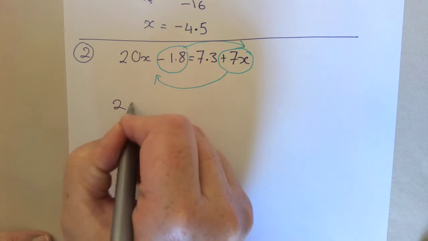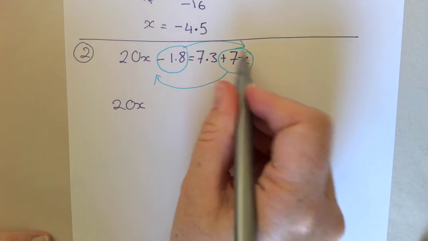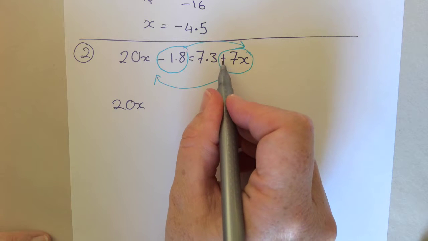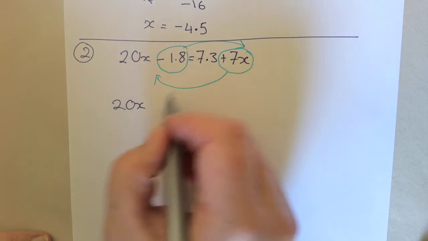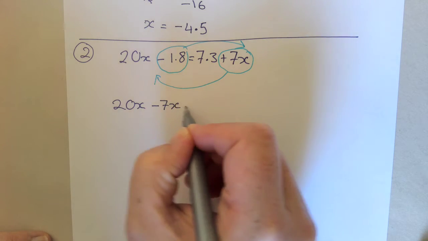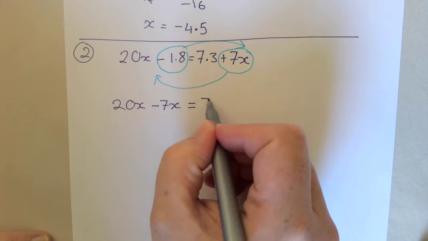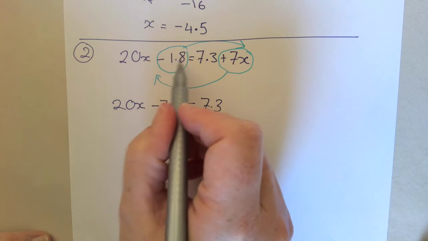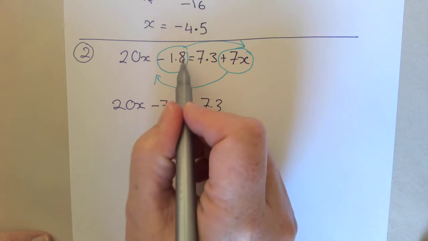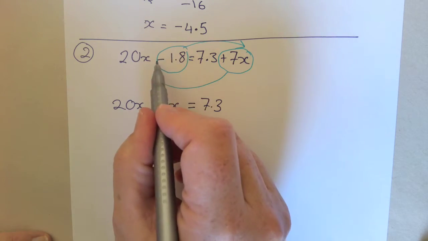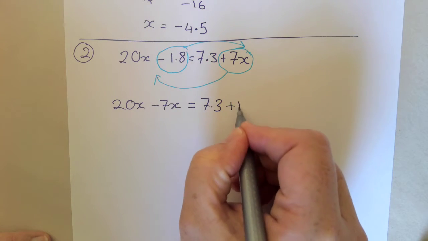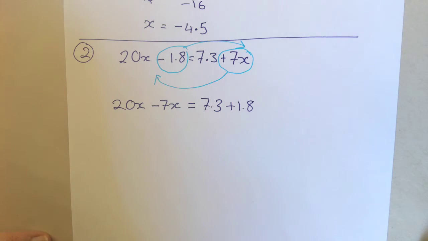So the 20x stays where it is. This positive 7x is going to move, and the opposite of adding 7x is subtracting 7x. The 7.3, remember, is staying on the right hand side, and this negative 1.8 or minus 1.8, that's going to go across, and the opposite of subtraction is adding, so plus 1.8. Now I can do some simplifying.